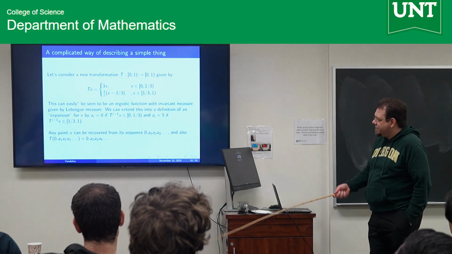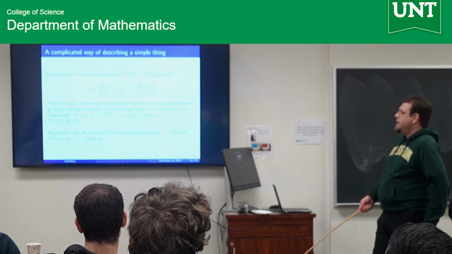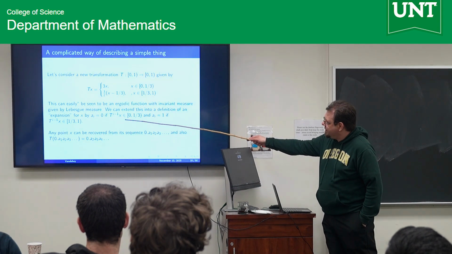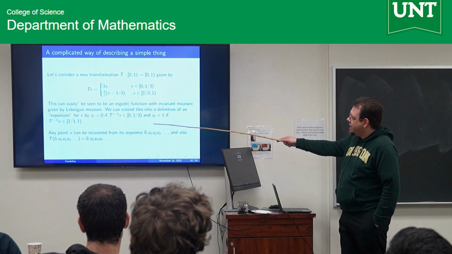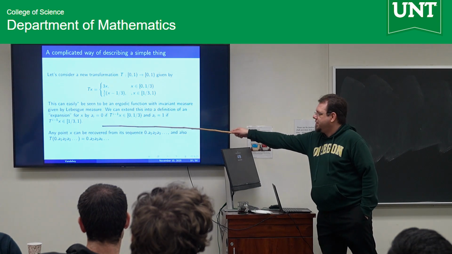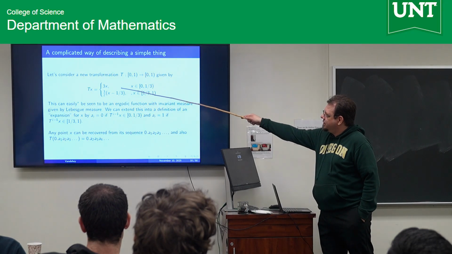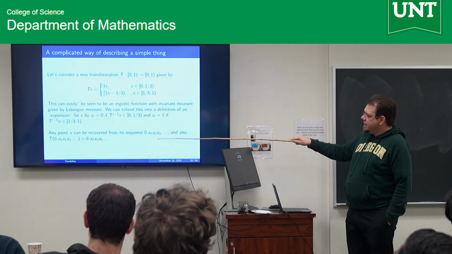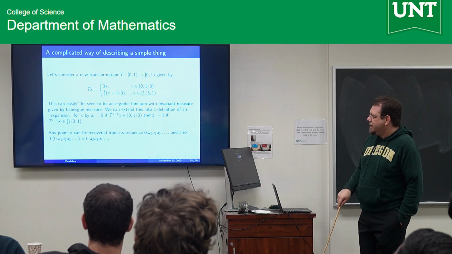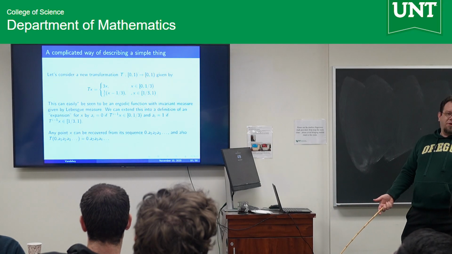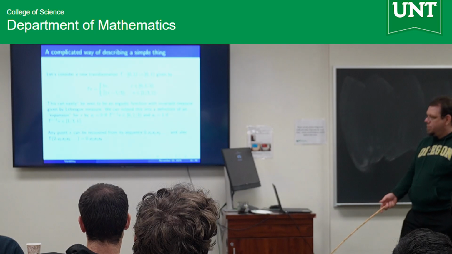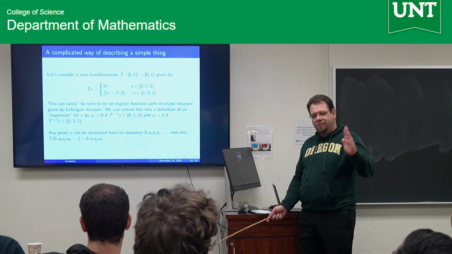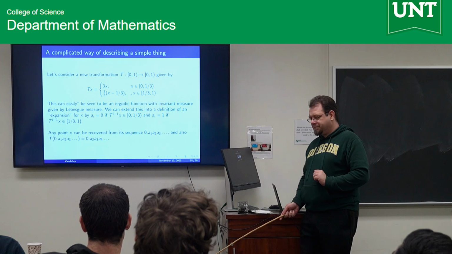We can extend this to a definition of an expansion for x, where a_i equals 0 if my corresponding iterate belongs to [0, 1/3), and a_i equals 1 if my iterate belongs to [1/3, 1]. So basically look at these two things as being 0 and 1. Then it turns out you can recover any point from its corresponding sequence, and also this has the same property we had before, where if I apply T to a sequence of digits, what does it do? Shoves them all one step forward.